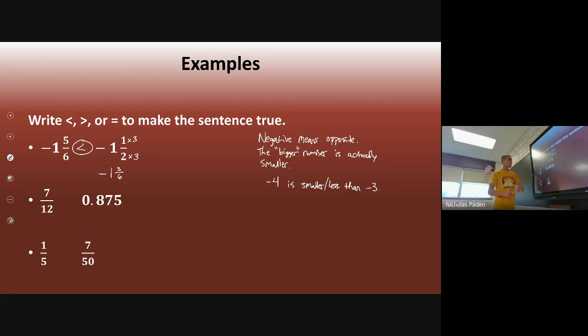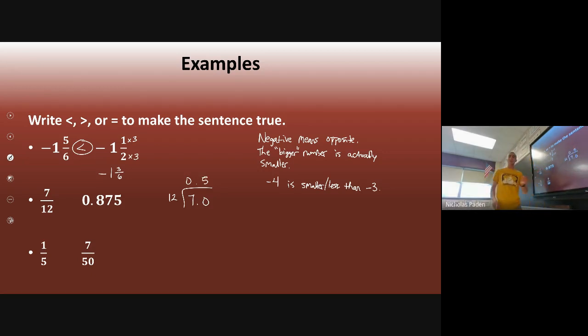Okay, so our next one, 7/12 and 0.875. I would make both of these decimals. You've already got 0.875, so then let's make 7/12 into a decimal. So we're going to divide. 7 goes on the inside, remember. 12 goes on the outside. Doesn't go into 7, so add our 0.0. 12 goes into 70 five times.